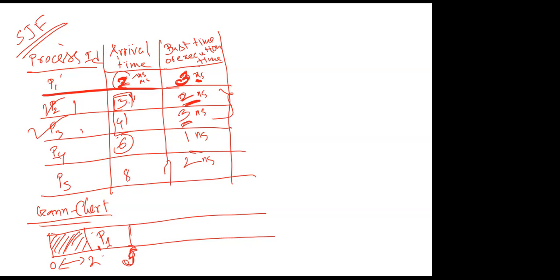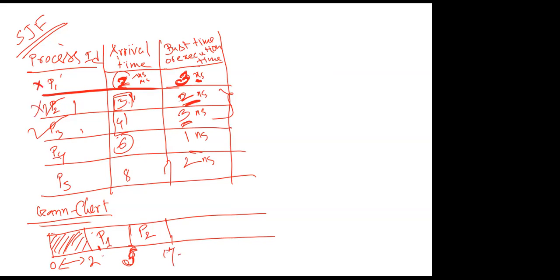So P2 will be scheduled by your operating system, and it will execute for 2 time units. So 5 plus 2 will be 7. Till 7, P2 will execute. Okay, and then at 7 time units, how many processes will be inside the RAM? P2 completes its execution.